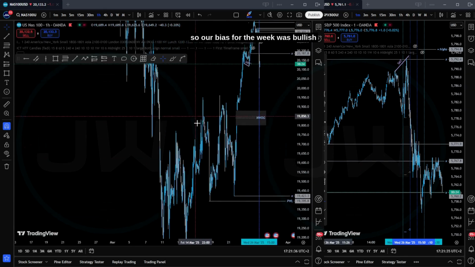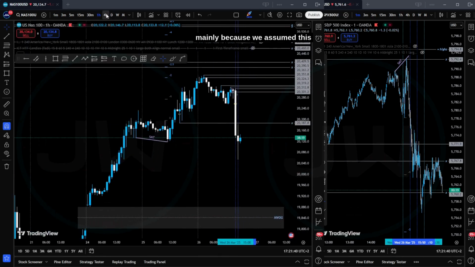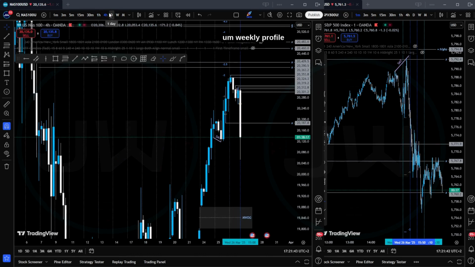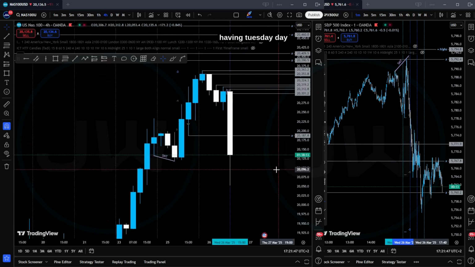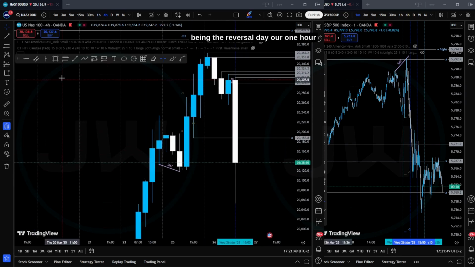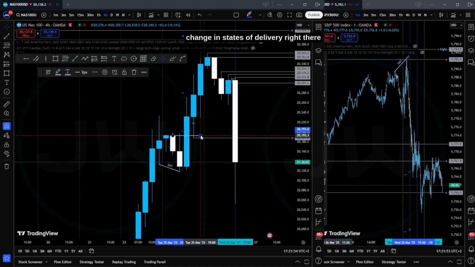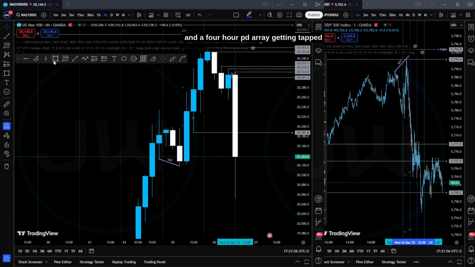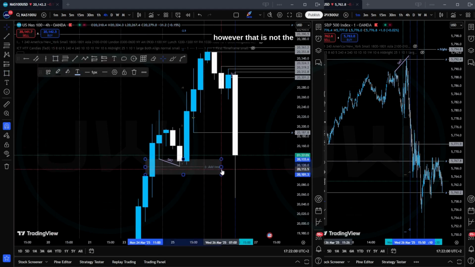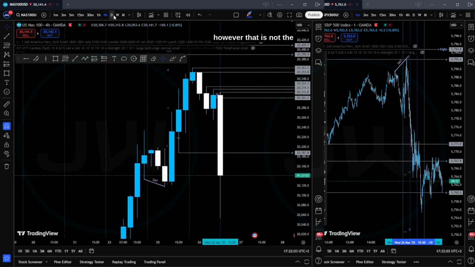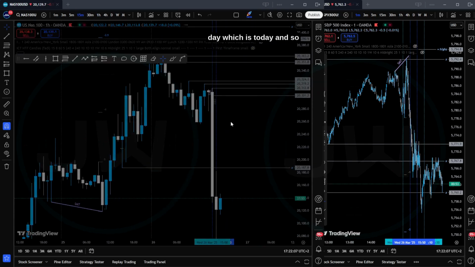So our bias for the week was bullish, of course, following the trend, and mainly because we assumed this weekly profile of a classic expansion, having Tuesday being the reversal day, our 1 hour change in states of delivery right there, and a 4 hour PD array getting tapped into. That was the assumption. However, that is not the result that we got on the following day, which is today.